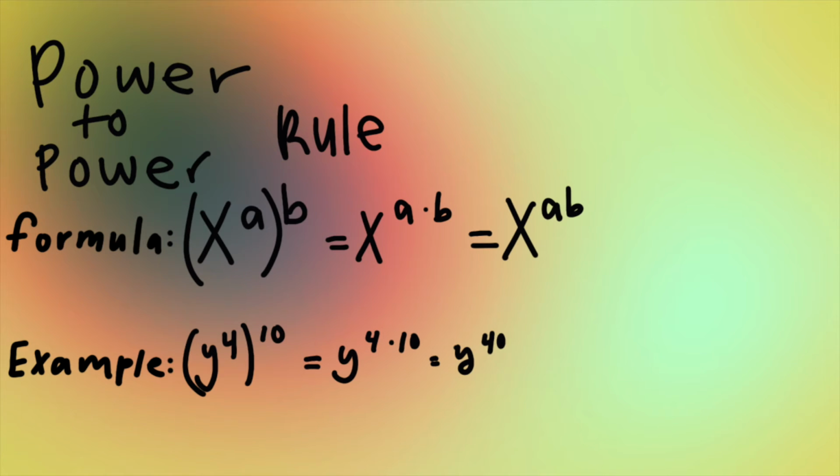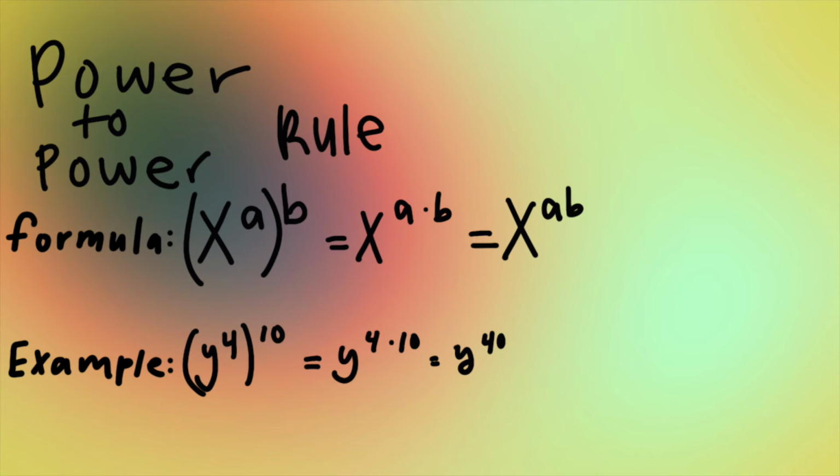Power to power rule. The power to power rule is when you have a number raised to a power. In this case, you would multiply the exponents together. The formula. In parentheses, x to the a power, end parentheses, to the b power equals x to the b times a power, which equals x to the ab power.